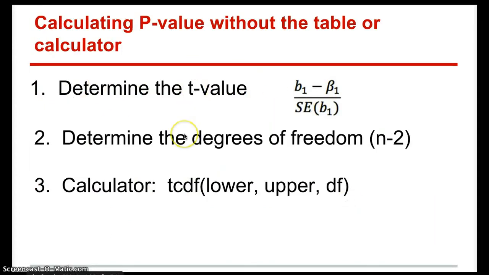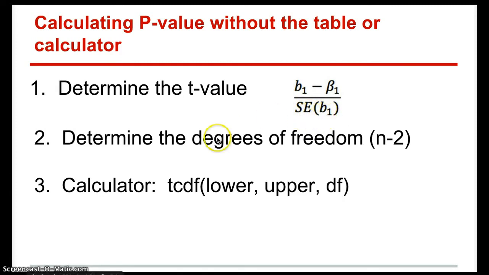Sometimes you're going to have to calculate a p-value without a table. The first thing you have to do is determine your t-value. Your t-value is the slope that you have minus the hypothesized slope. Remember, in most of our null hypotheses we're saying the slope doesn't change, so it's the slope minus 0 over the standard deviation of the slope.